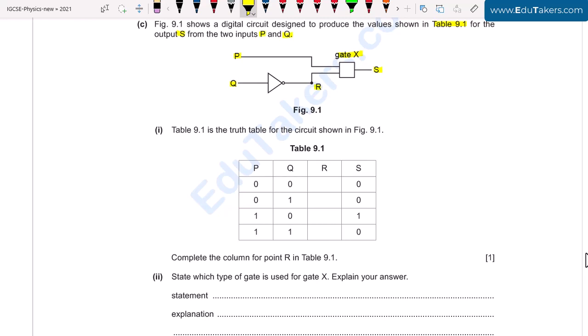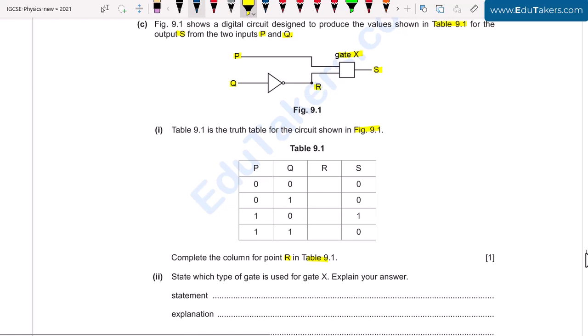Part 1. Table 9.1 is the truth table for the circuit shown in 9.1. So it is a truth table. Complete the column for point R in table 9.1. Here we have to complete the truth table by putting the value of R here.